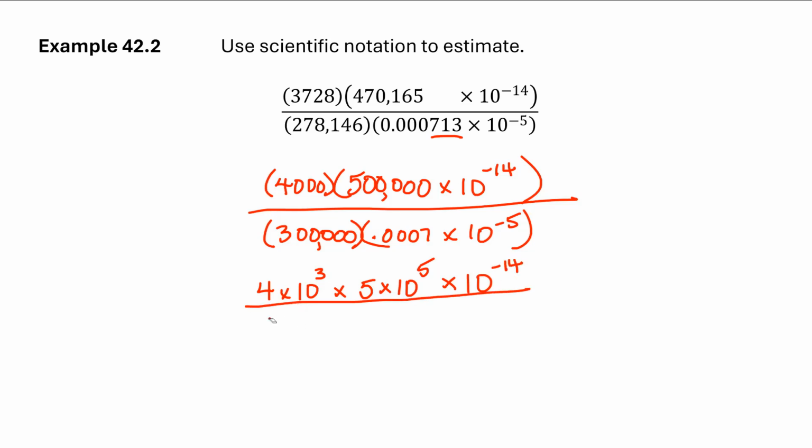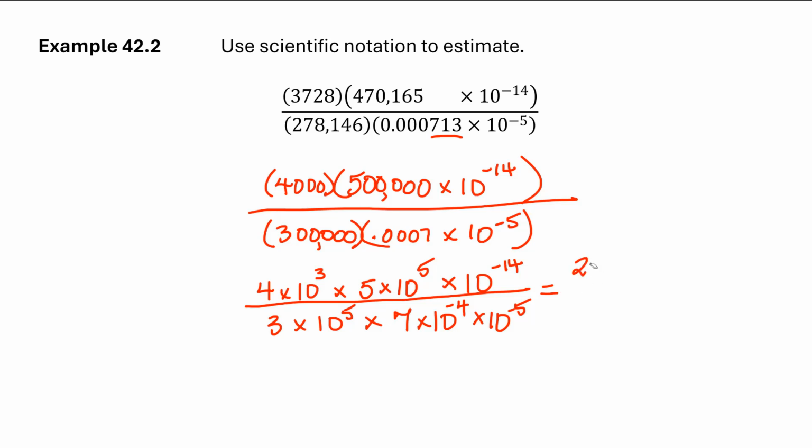And on the bottom, I've got 3 times 10 to the fifth times 7 times 10 to the negative 4, because it's a tiny number, and that means you need to write it with a negative exponent. You're moving the decimal from here to the other side, 4 spaces to the left. So it is 7 times 10 to the negative 4, and then we also have 10 to the negative 5. And now we can just multiply it out.